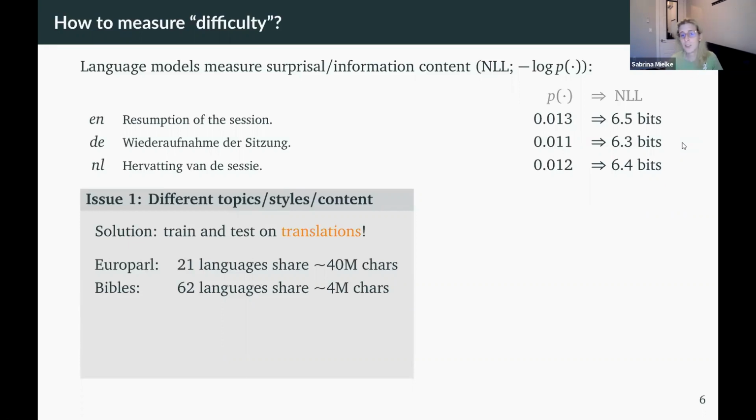And of course, translations are not that easy to come by, in particular translations that are shared across a number of languages and not just 2. So we've used the European Parliament data in the past. That's 21 languages. A lot of data shared, but not very many languages, and really a heavy Indo-European focus, obviously. And in this work, we've expanded this to 62 languages using Bibles. Still, it's not as much data, but it's the best we can do.